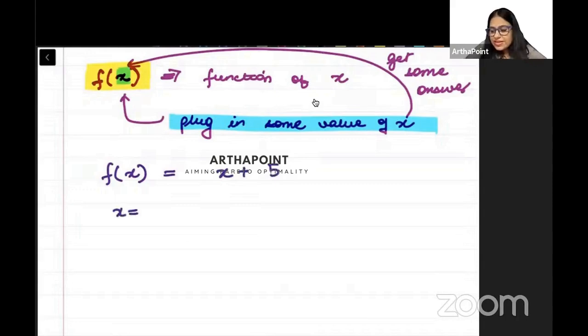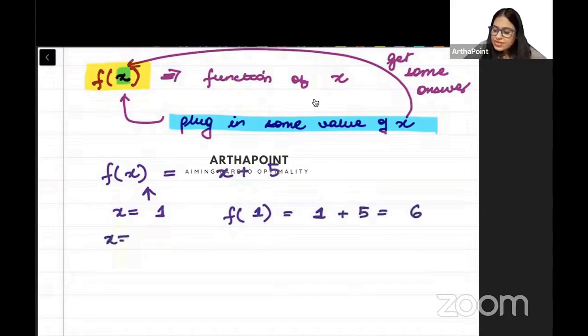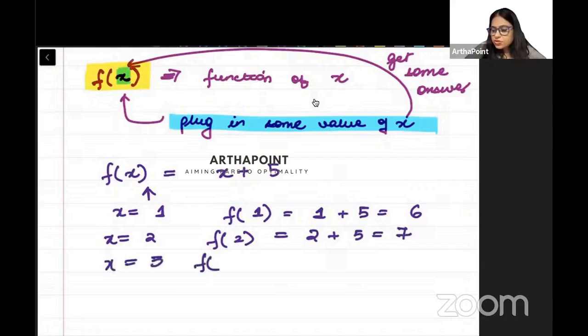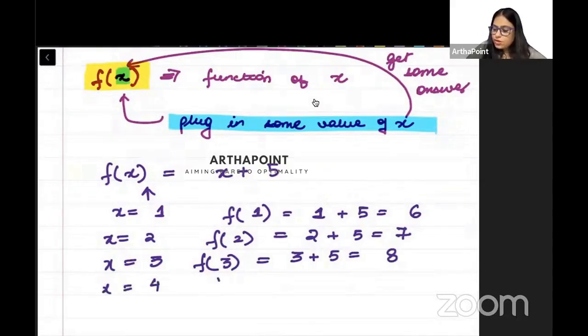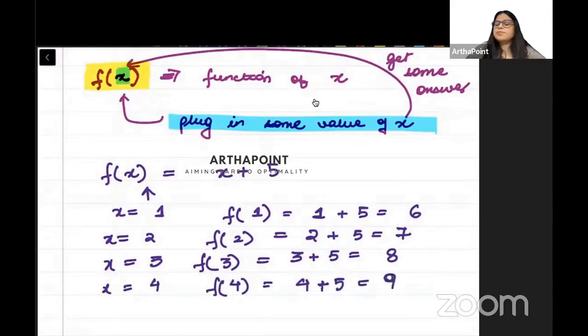So if I put x as 1 in this function, तो मतलब मैं x की जगह 1 plug in कर रही हूँ. So I will get 1 plus 5, that means 6. If I plug in x as 2 in this function, माने instead of x I am putting 2 beta. So 2 plus 5, which means 7. If I plug in x as 3, so 3 plus 5, that means 8. If I plug in x equal to 4, so 4 plus 5, that means 9.